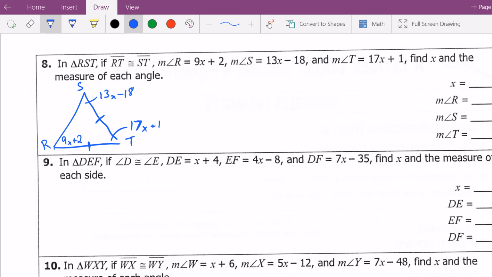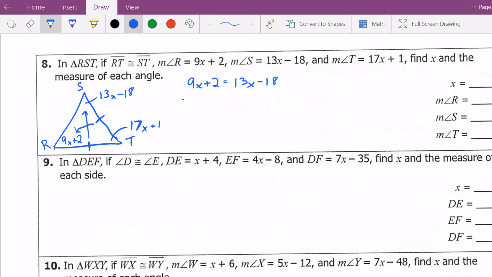So I ended up drawing this picture here. I just drew a triangle, labeled the angles R, S, and T, and then labeled the angles with the values that they gave us. I then marked RT to be congruent to ST by using the tick marks. Since these are congruent, that means that the angles across have to be congruent. So the values that I'm going to use to set equal will be 9x plus 2 equals 13x minus 18.